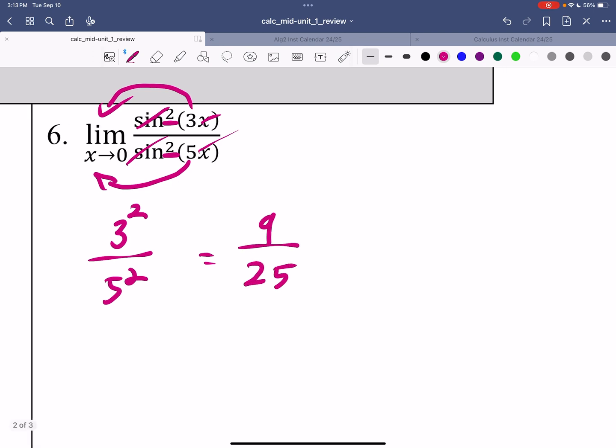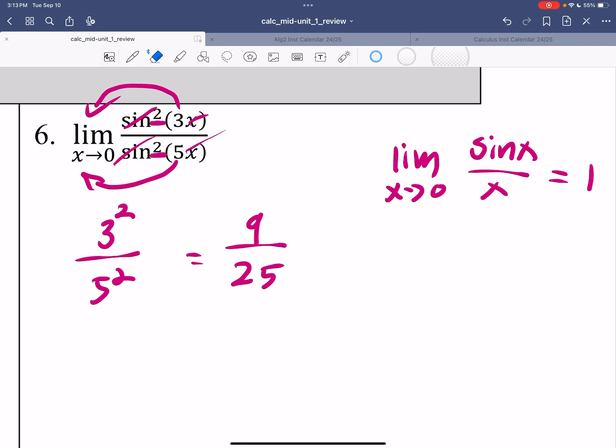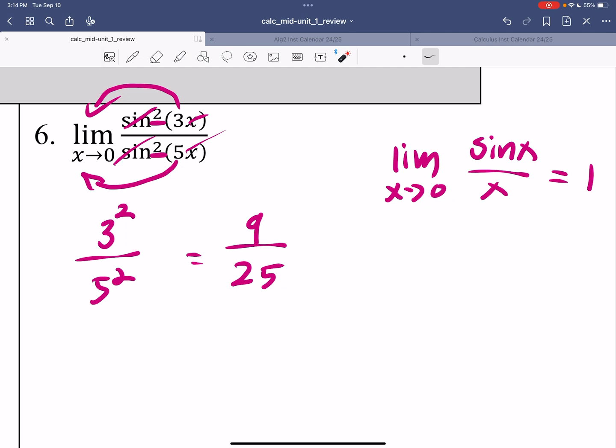This one only works for sine, because remember, sine x over x is equal to 1 only if the limit is x approaching 0. If you have x approaching infinity, pi, or 3, something like that, this shortcut does not work. This one only works if the limit is approaching 0. Okay?